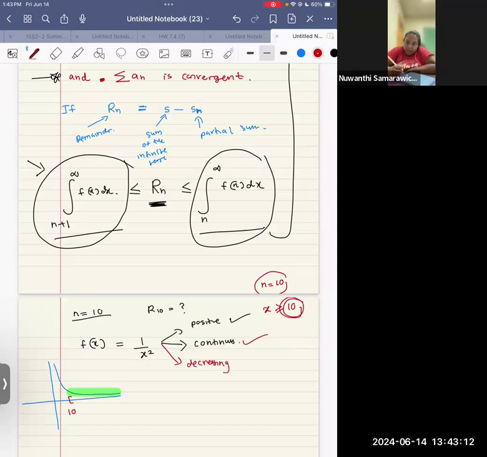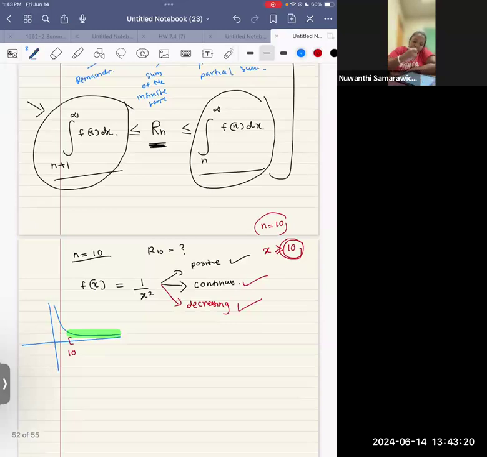By looking at the graph? Yes, by looking at the graph, it is decreasing. Okay, so we have these three conditions, and then we can find the series a sub n, that is, a sub n is 1 over n squared. So we have to check whether it is convergent or divergent. Is it convergent?